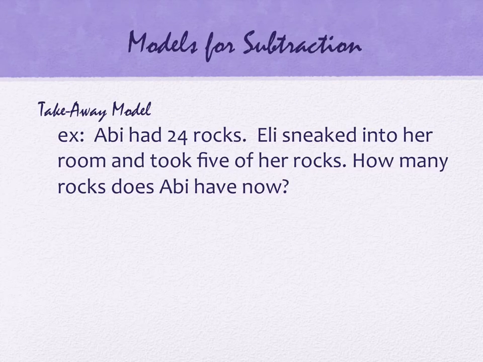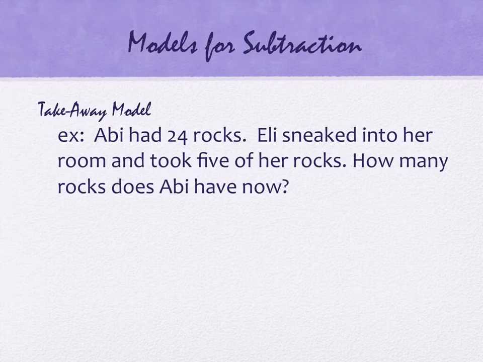All right, here's the first one. This is called the takeaway model. This is the one that probably is the most common in our mind. In fact, some people will describe subtraction as takeaway. Okay? So it says Abby had 24 rocks. Eli sneaked into her room and took 5 of her rocks. How many rocks does Abby have now?